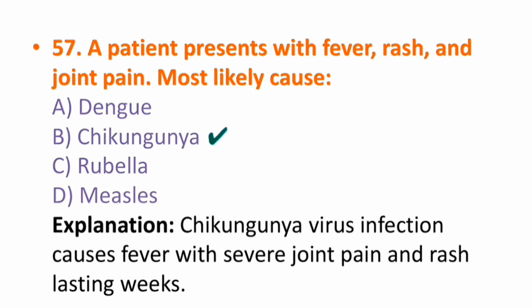A patient presents with fever, rash, and joint pain. Most likely cause? Option A, dengue, option B, chikungunya, option C, rubella, option D, measles. The correct answer is option B, chikungunya. Chikungunya virus infection causes fever with severe joint pain and rash lasting weeks.